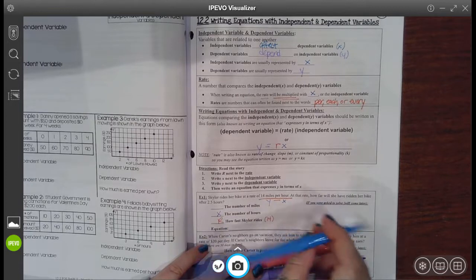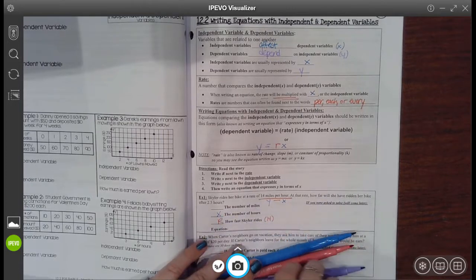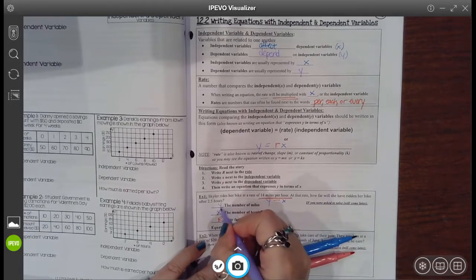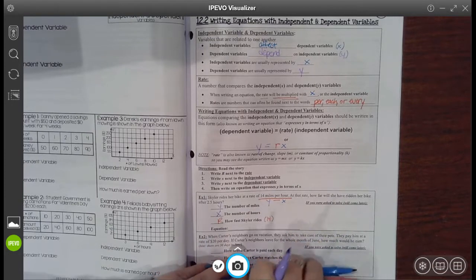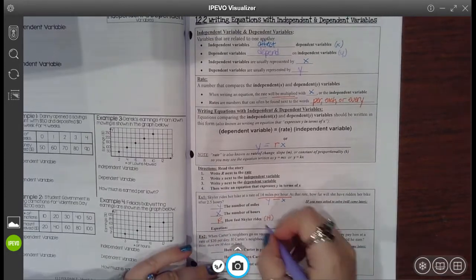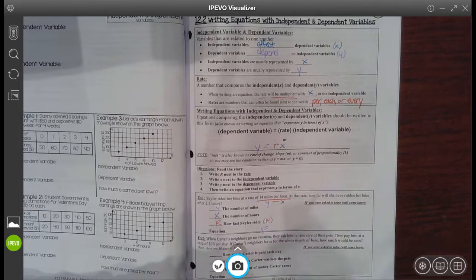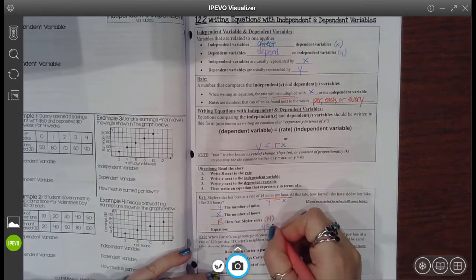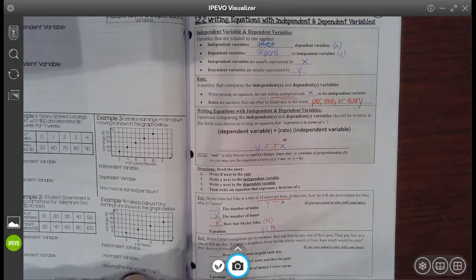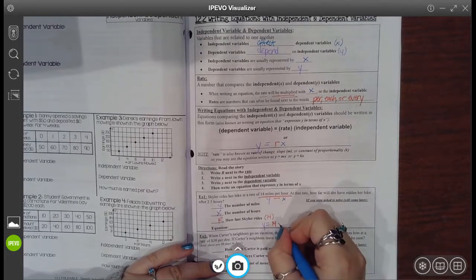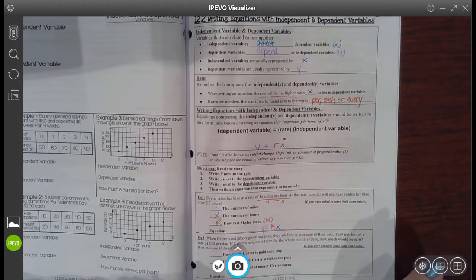And then your y is your number of miles. So your equation would be y equals your rate, which we found to be 14, times x. And there you go. That's your equation. For right now, we just want you to practice writing the equation.